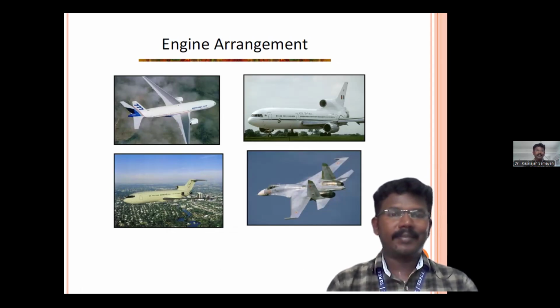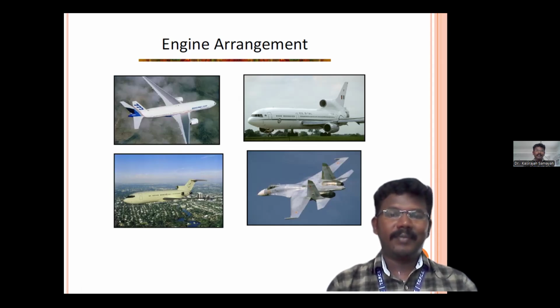Generally, in commercial aircraft, the engines are located below the surface of the aircraft wings. Based upon the payload, we increase the number of engines: two engines, four engines or six engines. Suppose we are going to design a very big aircraft, then we increase the number and types of engines.